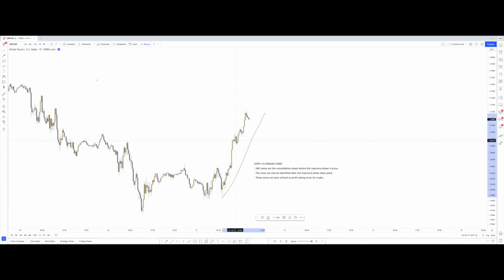In this case, on GBP USD on the 15-minute time frame, we've exploded to the upside. Okay, so knowing that supply and demand zones are the consolidation phase before the impulsive phase in price, let's map out one right here with current price. So looking at this bullish leg here, price made an impulsive phase, came down, made a little low, broke the recent high here, created a new high, came back down again, and then impulsively took off once again.